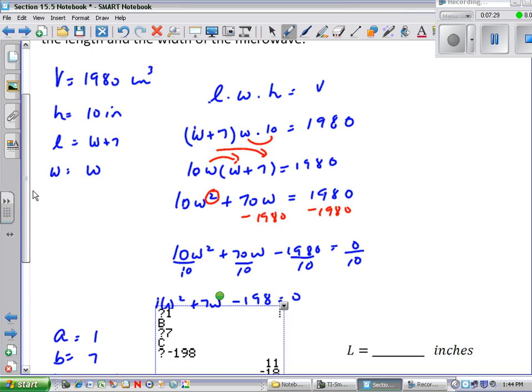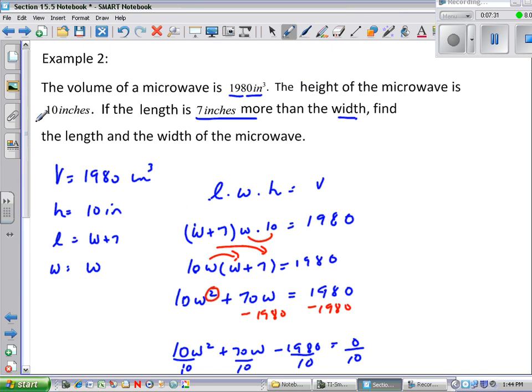So let's go back up. The width is 11 inches, which means the length is 11 plus 7, which is 18 inches, and we know what the height is. Now it only asks for the width and the length, so we have the width and we have the length, but I want to use those to check it.